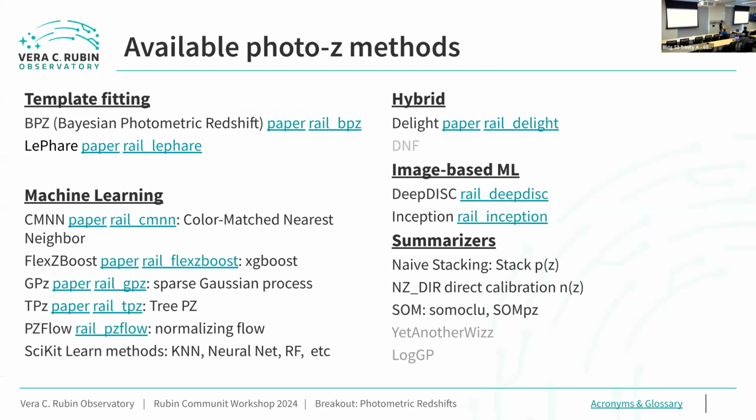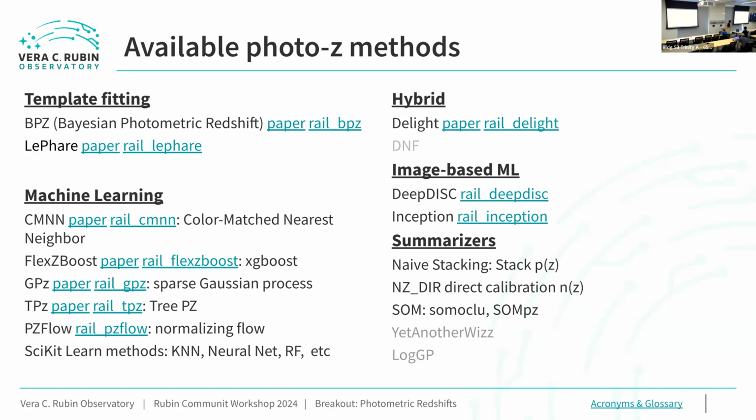So here's a long list of the methods RAIL is trying to incorporate into the library. The methods in black are the methods that are already released, and those in gray are work in progress. So you can see we have two kinds of template fitting code, BPZ and LePhare, which we'll hear about in later talks. We have a bunch of machine learning methods ranging from simpler models like KNN to complicated models like FlexZBoost. And I won't go into detail of each of them.